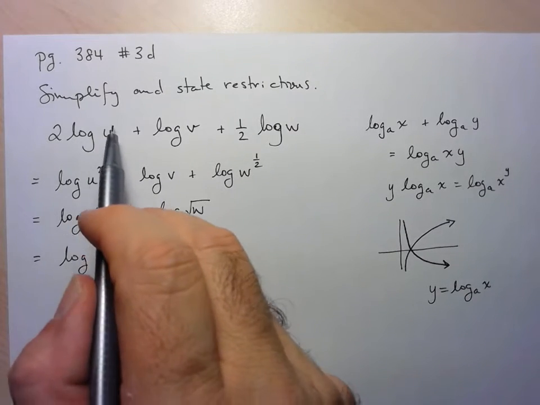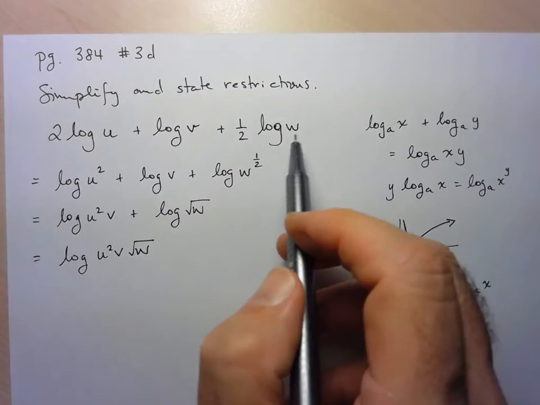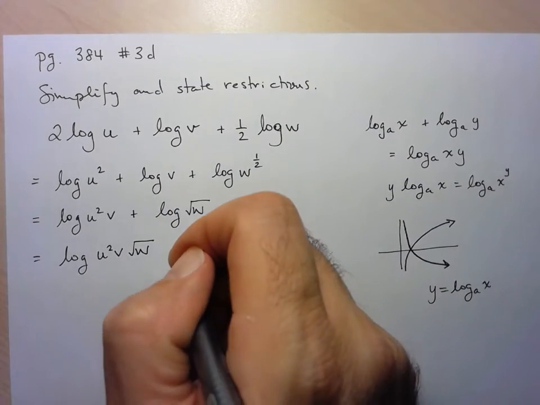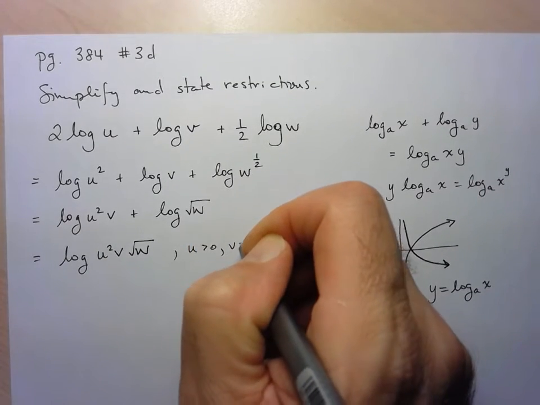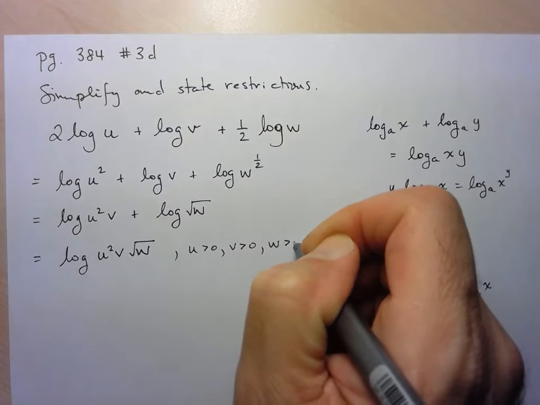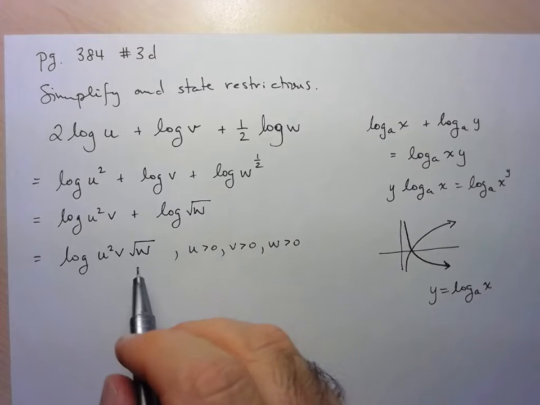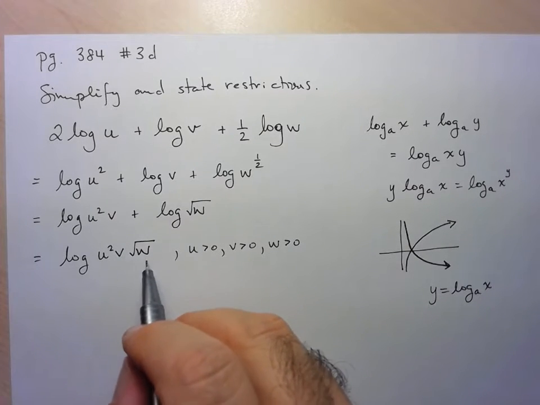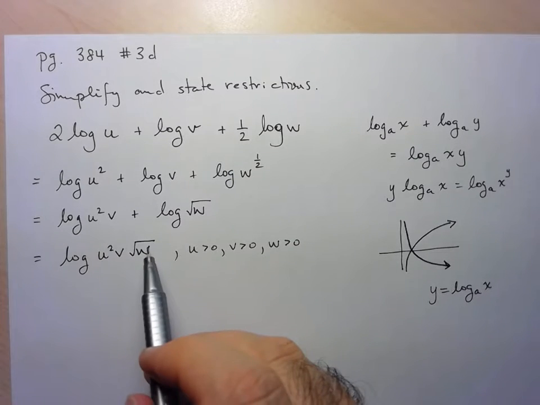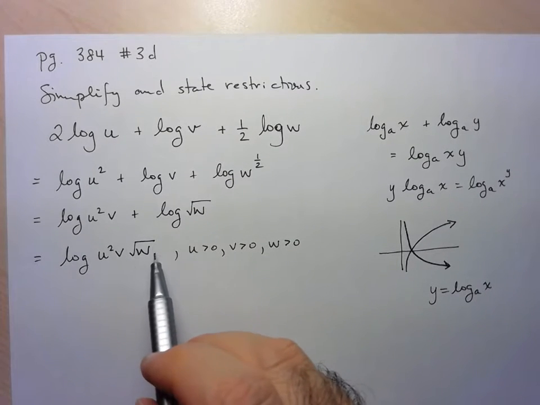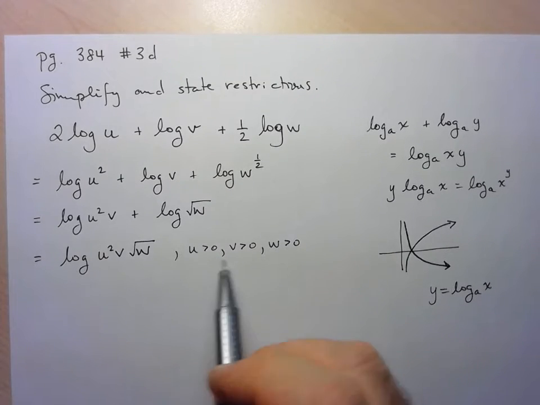So u has to be greater than 0, v has to be greater than 0, and w has to be greater than 0. So the restrictions here are u greater than 0, v greater than 0, and w greater than 0. Now, this last restriction also takes care of the fact that we have a square root here. Okay, because you can't actually take the square root of a negative number. We don't have to worry about that here because w has to be greater than 0 anyways.